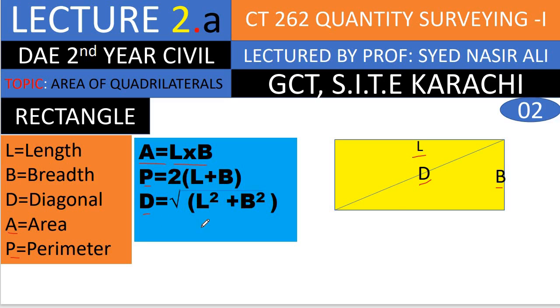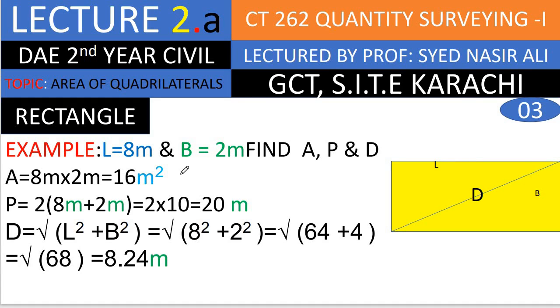This is the diagonal D. For this, just square the length and breadth, add them, and take the square root of this summation. We will get the diagonal of the rectangle. Now take the example. This is a rectangle of length 8 meter and breadth 2 meter. Find area, perimeter and diagonal.